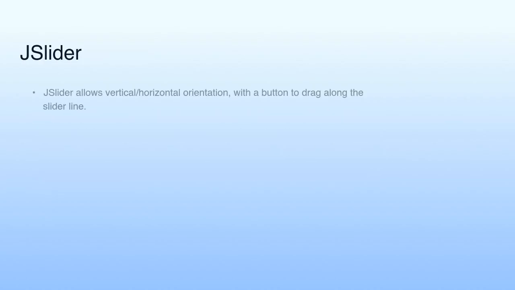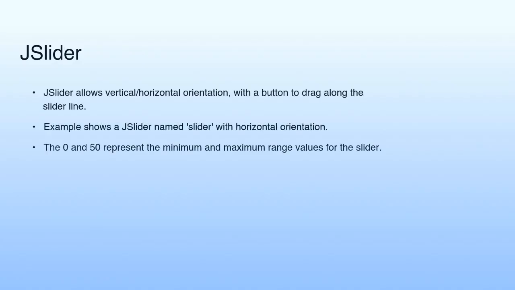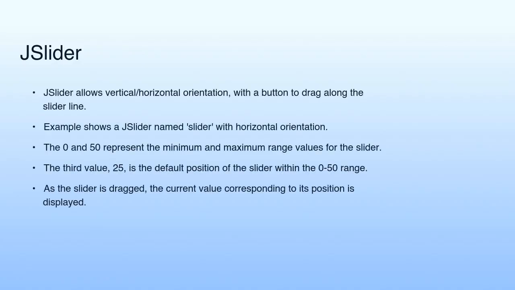The slider component allows for creating a slider with either a vertical or horizontal orientation, featuring a button that can be dragged along the slider line. This example shows a slider named Slider with a horizontal orientation. The first value 0 represents the minimum value of the slider range, while the second value 50 represents the maximum value. The third value 25 is the default position of the slider within the 0-50 range. As the slider is dragged, the current value corresponding to its position on the slider is displayed.